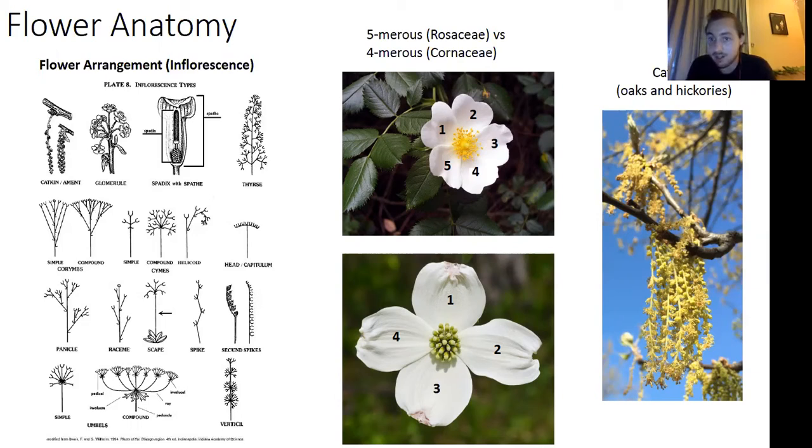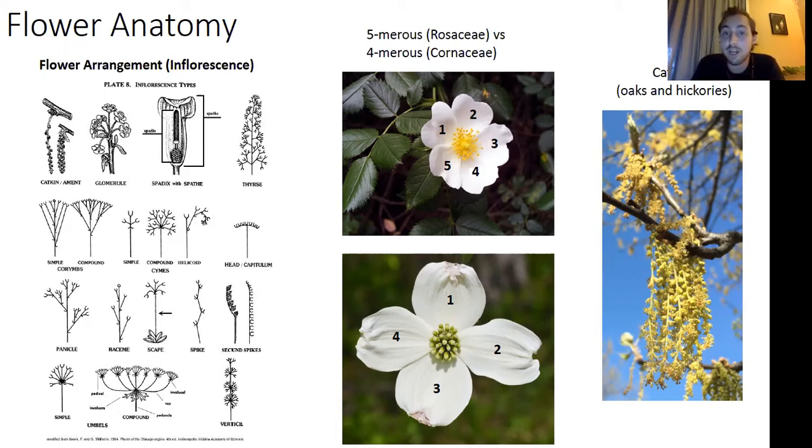They are separate male and female flowers, although they usually are on the same tree. That means that that tree is monoecious, where both male and female flowers are on the same tree. Sometimes you can have dioecious trees, such as hollies, where male and females are completely different individuals. So our catkins for oaks and hickories are wind pollinated and can also self-pollinate too, which means that flowers from the same tree can pollinate themselves.